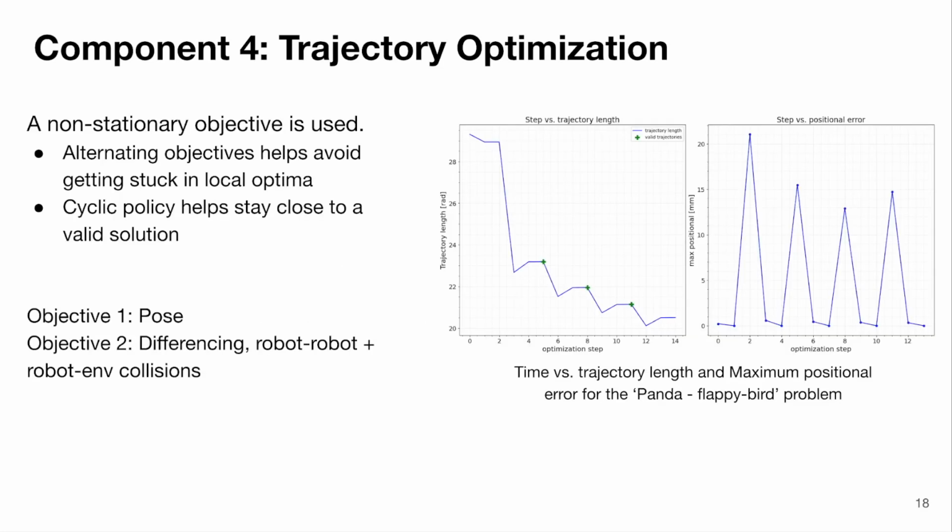A non-stationary objective is employed to avoid local minima. A simple policy decides the objective at each step. Pose error is used exclusively until the maximum positional and rotational errors are below their respective thresholds. Once this is satisfied, the remaining loss terms are used to ensure a smooth and collision-free trajectory.